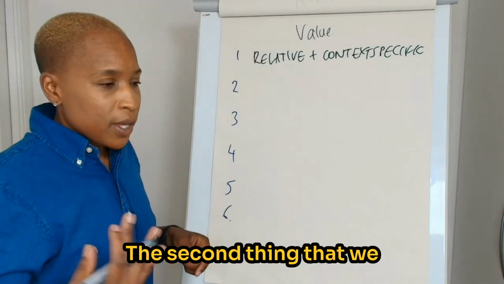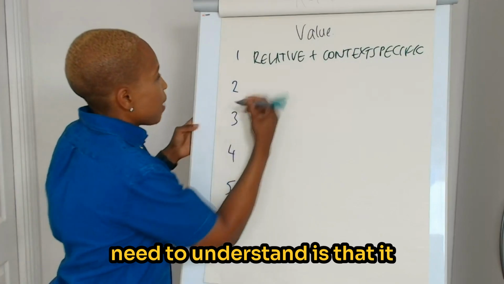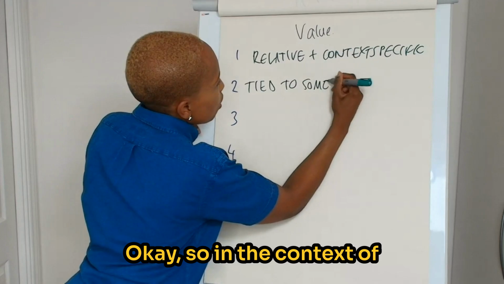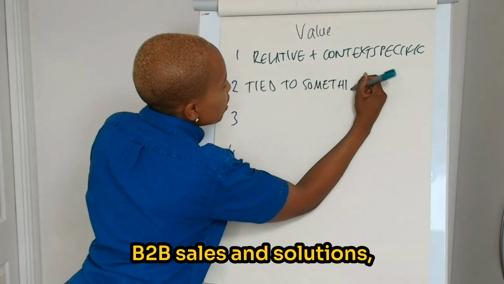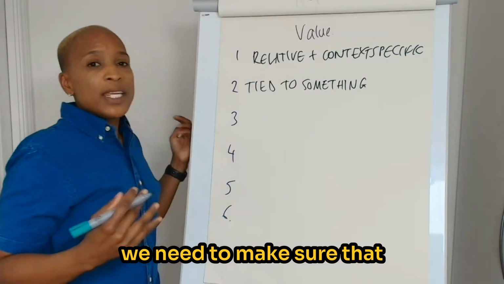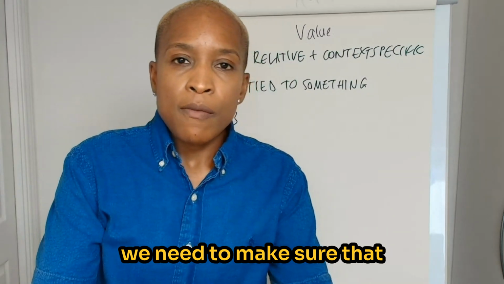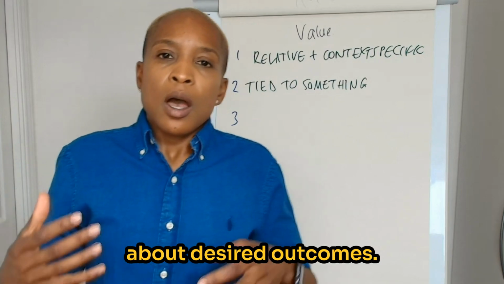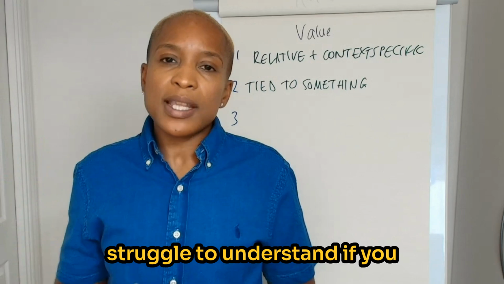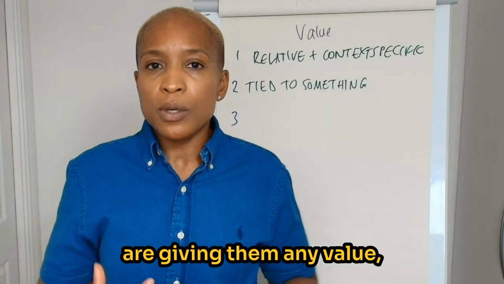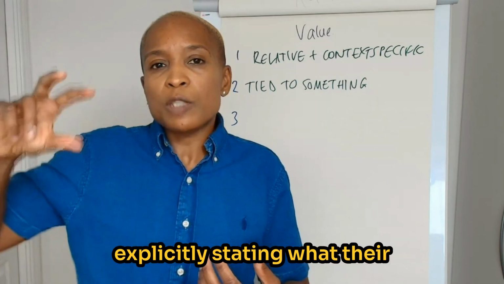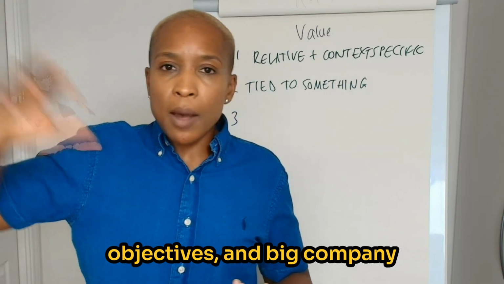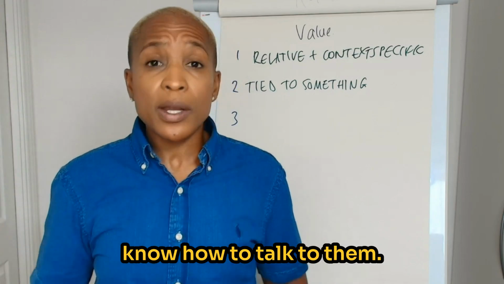The second thing that we need to understand is that it has to be tied to something. In the context of B2B sales and solution, we need to make sure that value is tied to something. And this is where I talk about desired outcomes. A prospect is going to struggle to understand if you are giving them any value if they are not clear and explicitly stating what their desired outcomes are, goals, objectives, and big company initiatives. And then you don't even know how to talk to them.